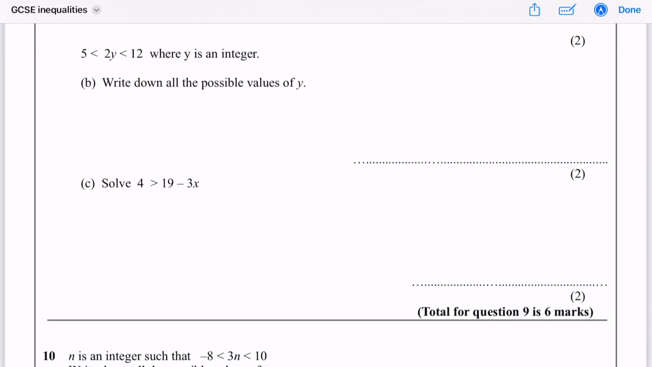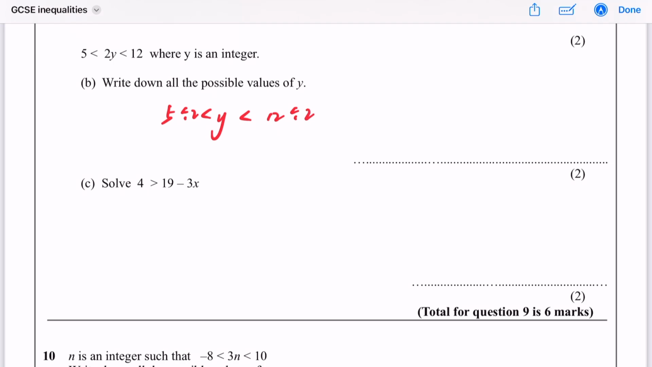2y is greater than 5, less than 12. Don't worry, we do not need to panic just because there are 2 inequality signs right there. We should do the exact same thing that we did before. Let's simplify it, shall we? For all of the numbers and values, let's divide everything by 2. y is greater than 5 divided by 2. y is less than 12 divided by 2.